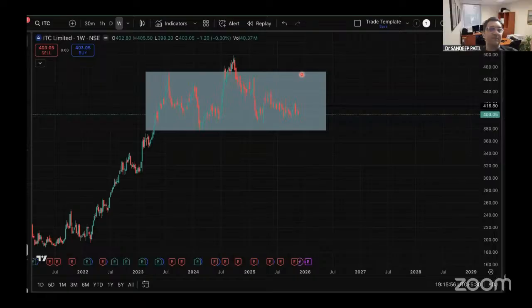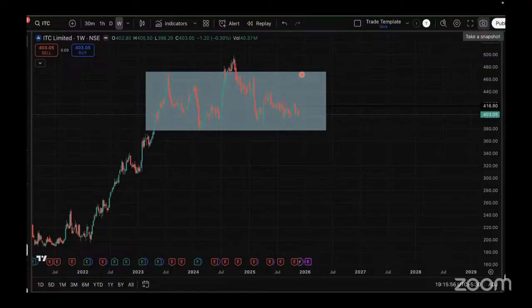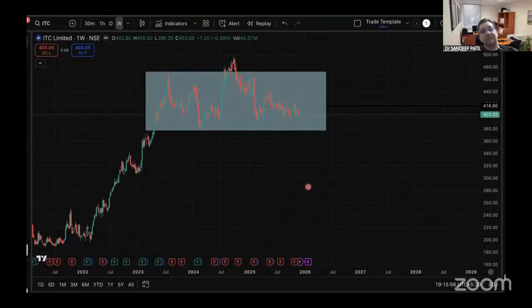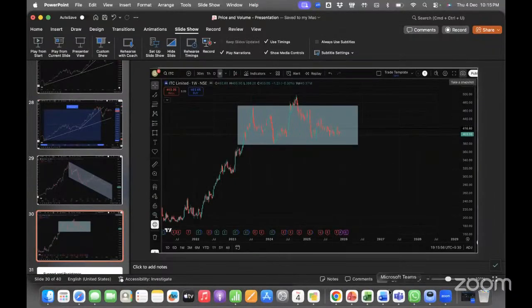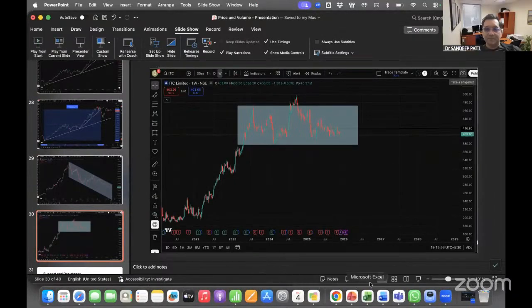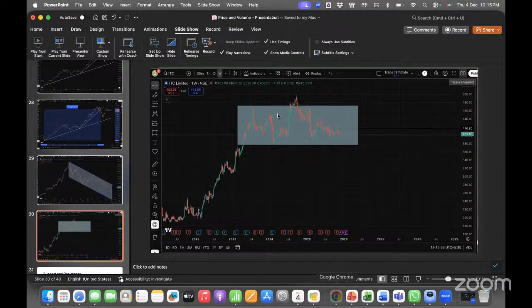Because SBI had a long consolidation for 10 years, and once it broke out of 150, it has gone up to 900 now. Still going up six times. I'll show you the chart of SBI. I'm talking now from a long-term investing point of view.